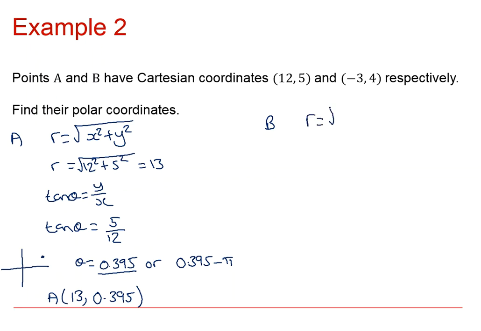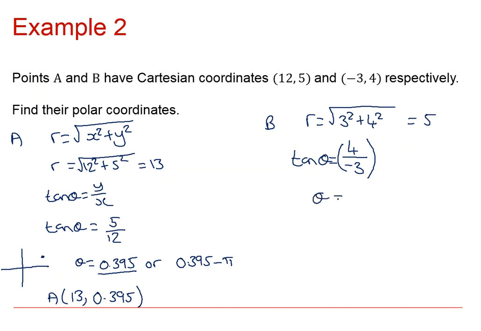Okay, let's have a look at the point B. So r is the square root of 3 squared plus 4 squared, so that is 5. And tan theta is 4 over minus 3. Now here, if you know what quadrant you're working in, you can just use the positive values for x and y, and then make sure you look at what quadrant the answer is in, and adjust signs accordingly, whichever is easiest.